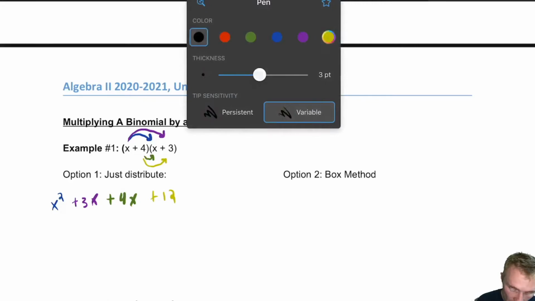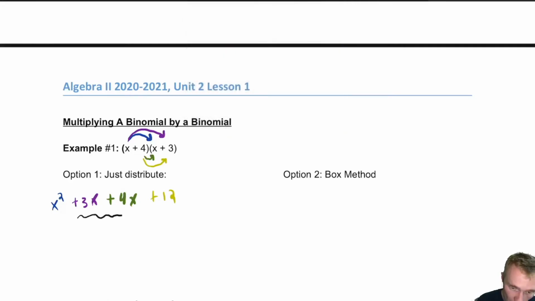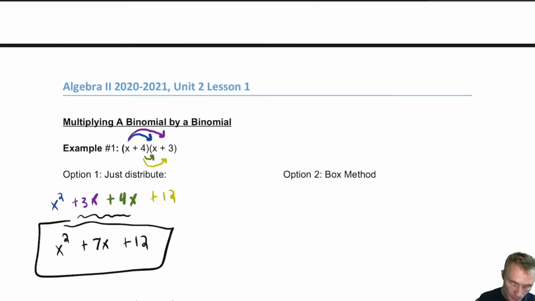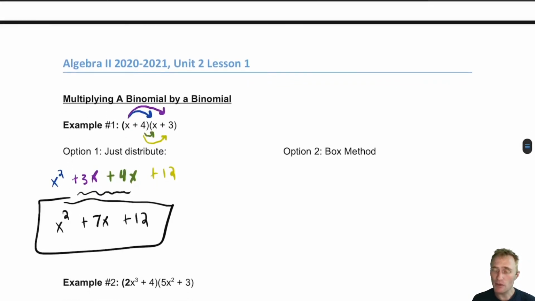When I say work out nicely, I mean because if this is in correct form, your like terms will just be in the middle here. You distribute and then you combine. x squared plus 7x plus 12. That's all. Just distribute. If these problems get trickier, or if you just like this method of organization, I'm going to show you something called the box method.